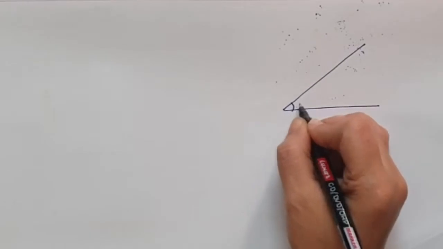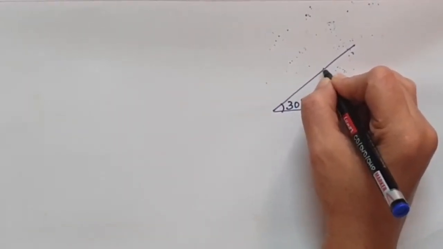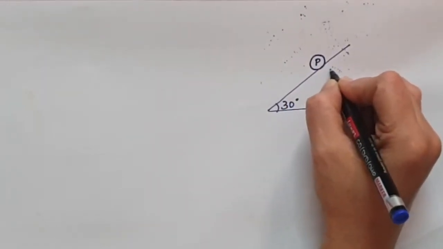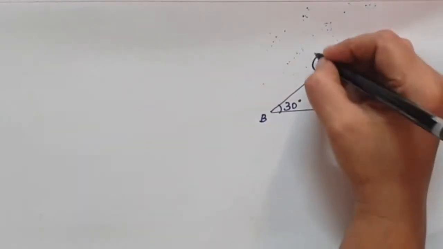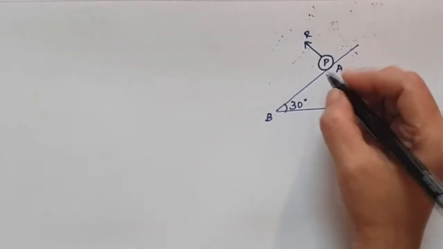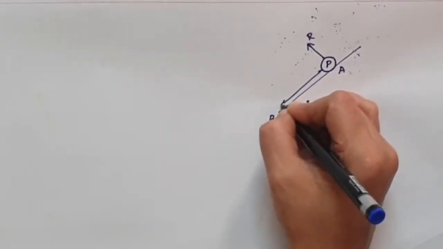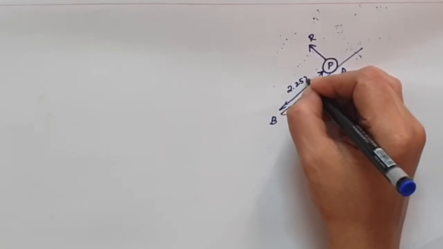First, let us draw a diagram with all the given information. Now it is an inclined plane of 30 degrees. Point A is up over here, this is the particle P, and this will be B. The normal reaction of the particle will be perpendicular to the plane, and the distance between A and B will be 2.25 meters.